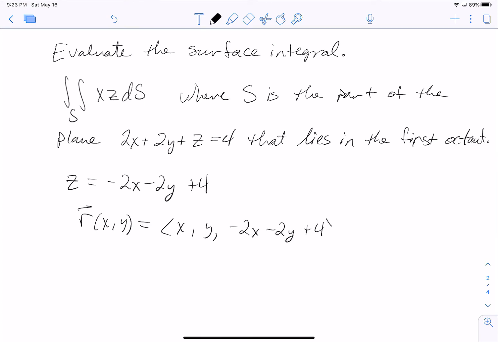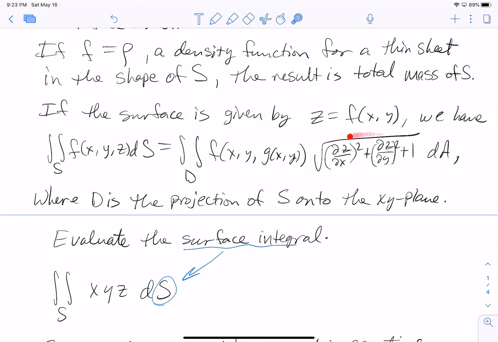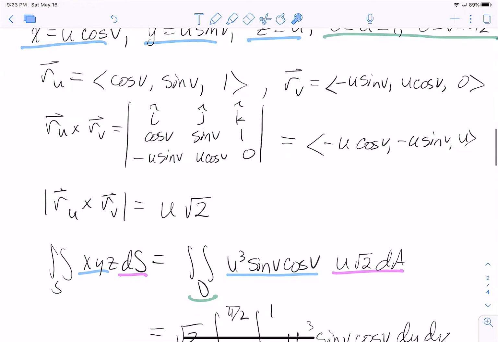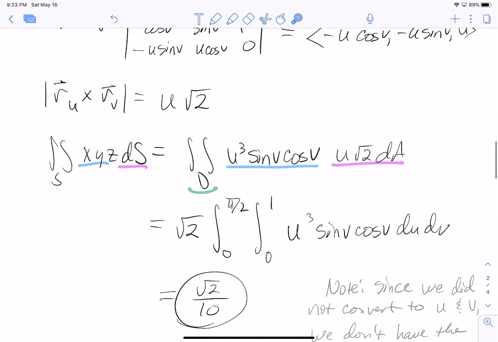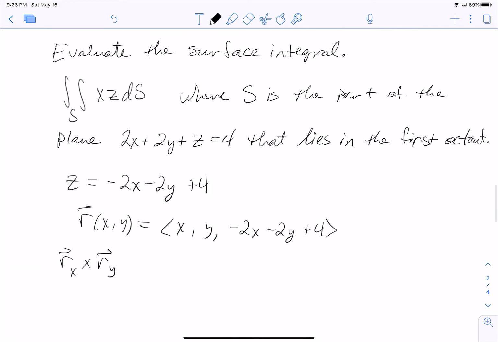We need r_x cross r_y. Now, since this is a function, we can use the square root of the partial of z with respect to x squared plus the partial of z with respect to y squared plus 1. It's not that I don't recommend it, I just don't say that you have to memorize that. You can, if you want to, compute this. I tell you, we're going to get the same thing that you would using that formula.